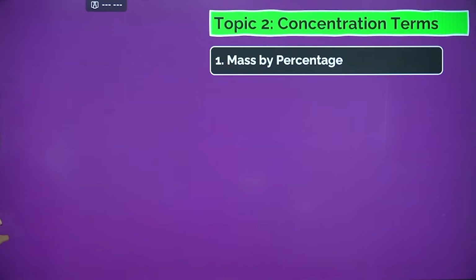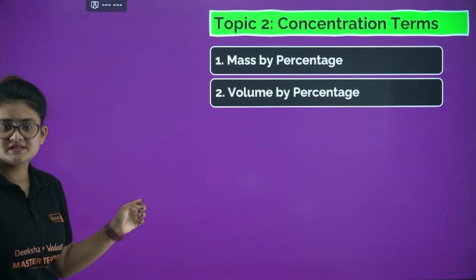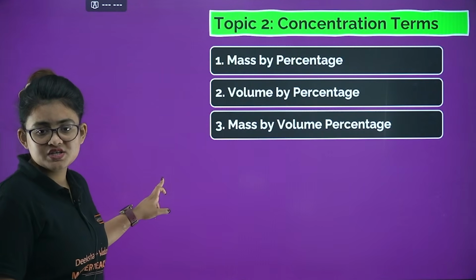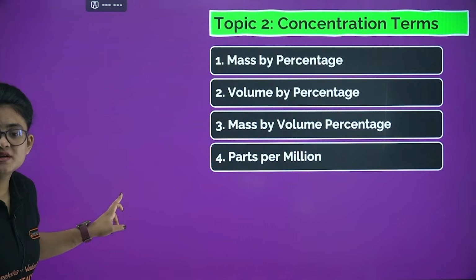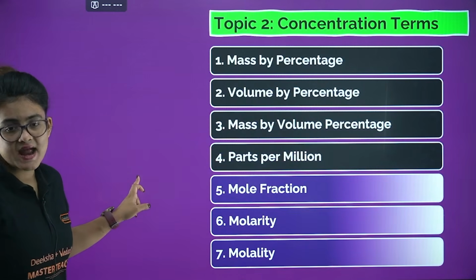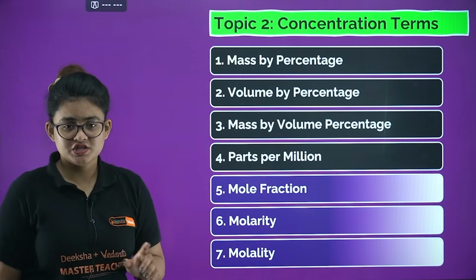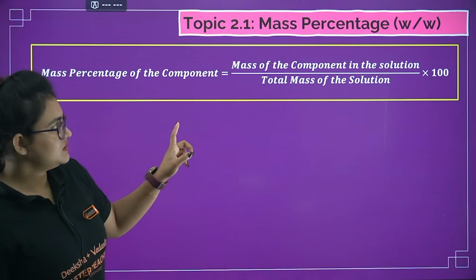Let's proceed further. Whenever it comes to the concentration terms, one by one we will proceed with the mass percentage, volume percentage, mass by volume percentage, parts per million, mole fraction, molarity and molality. So these are the things that we are going to cover in the concentration terms. First we will proceed with the mass percentage.